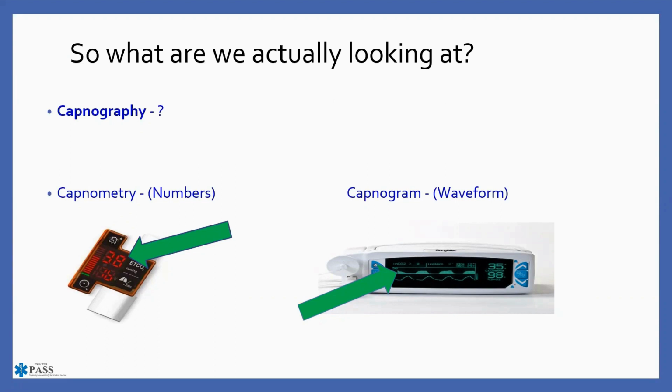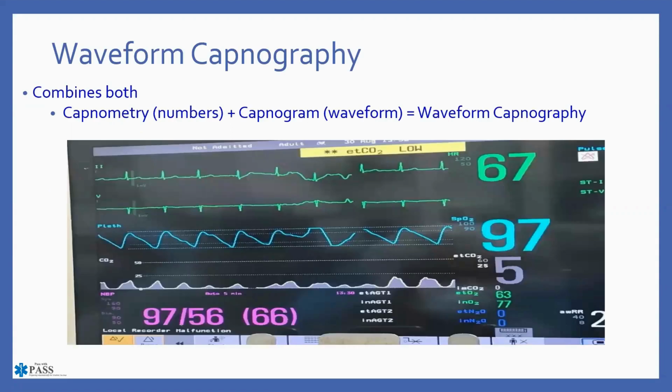That is a capnogram. So if we are talking about capnography, what we are actually referring to is a situation where we have both the waveform or capnogram, and we also have a digital printout or the numbers like the one on the left. So that is actually what waveform capnography is. And I think that most of us are probably using it in today's world. So when you combine both capnometry with numbers and the capnogram, the waveform, it gives you waveform capnography.